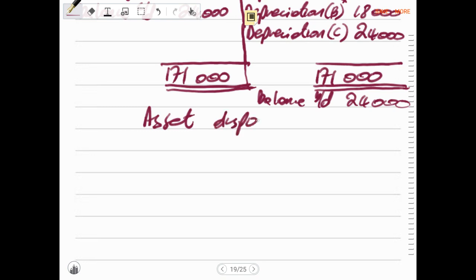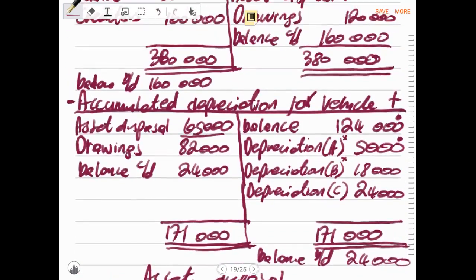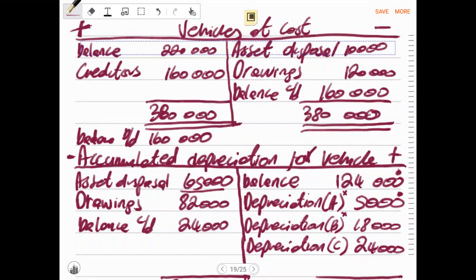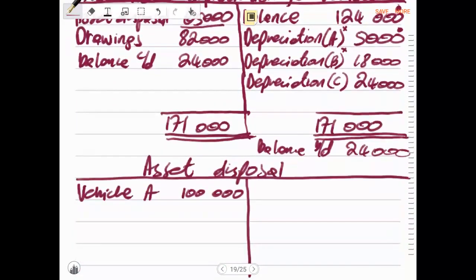Then after we do the last ledger account, asset disposal, and if it's asset disposal, we know that on the debit side we record the cost of the asset that was disposed, and the cost of the asset that was disposed is vehicle A, and vehicle A cost the business 100,000 rands. We remove the cost. Remember, this is the double entry rule. For every debit, there is a credit. Asset disposal is credited in the ledger account for motor vehicle. That means asset disposal must be debited by motor vehicle in its own ledger account.